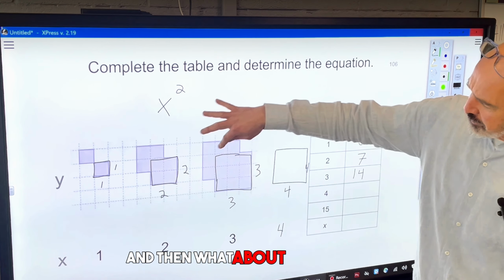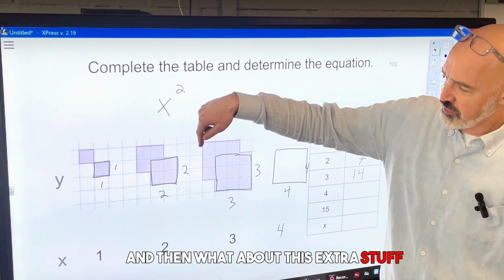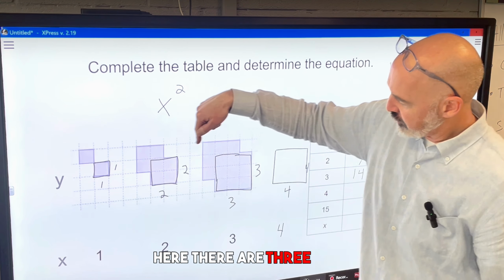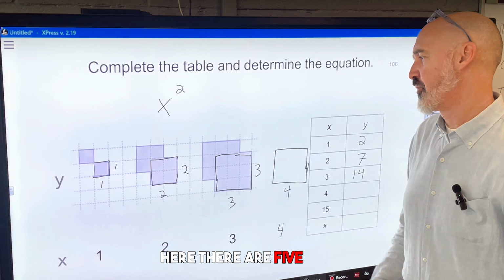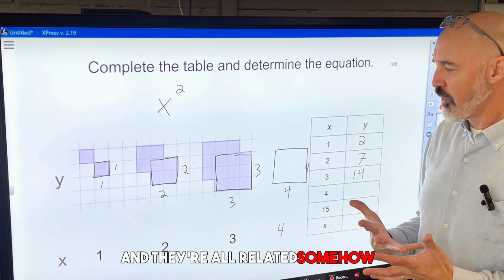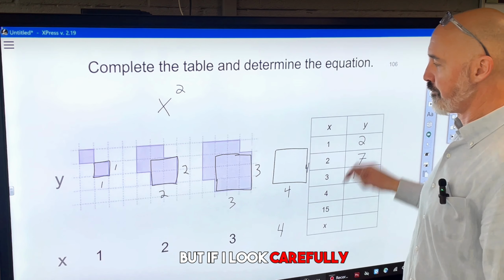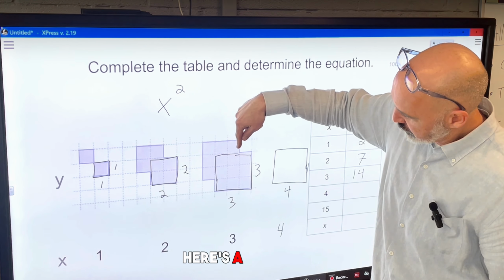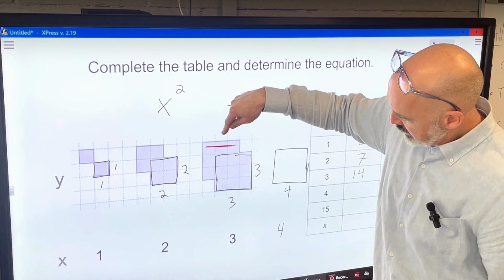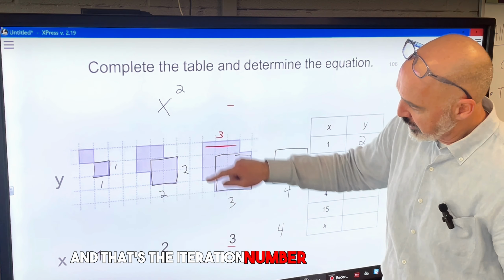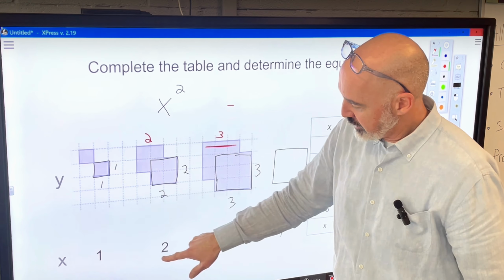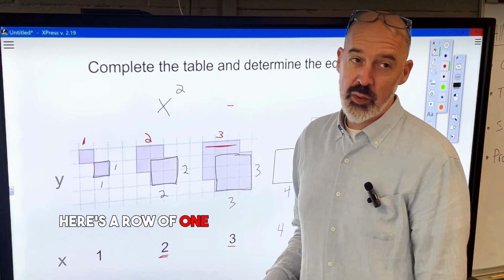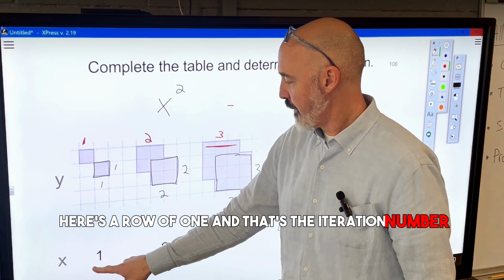And then what about this extra stuff? Well, here there's 1 square. Here there are 3 squares. Here there are 5 squares. And they're all related somehow still. But if I look carefully, I'm going to begin with the third one and work backwards. Here's a row of 3, and that's the iteration number. Here's a row of 2, that's the iteration number. Here's a row of 1, and that's the iteration number.